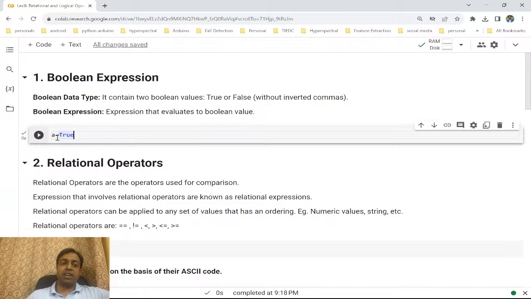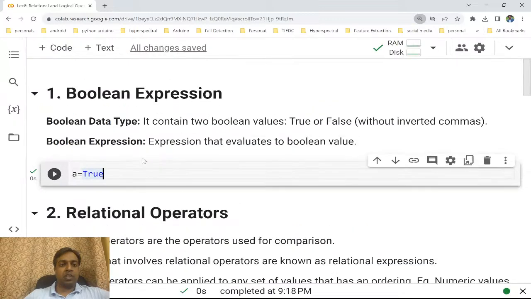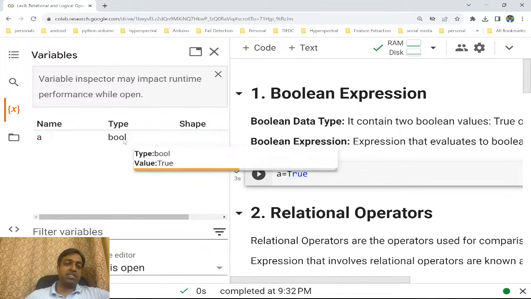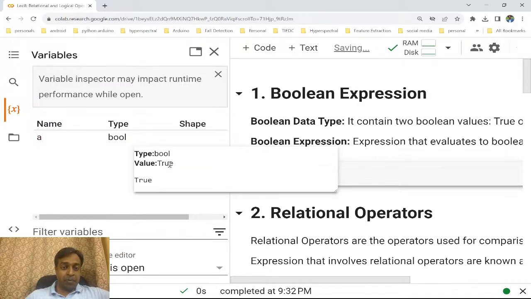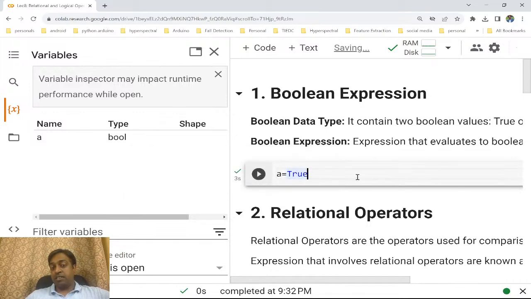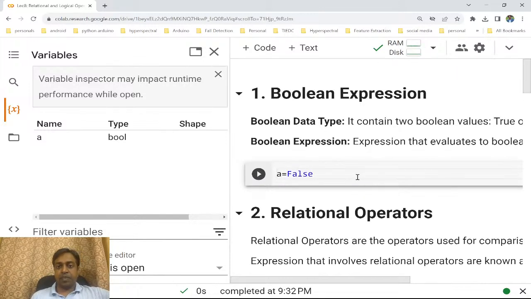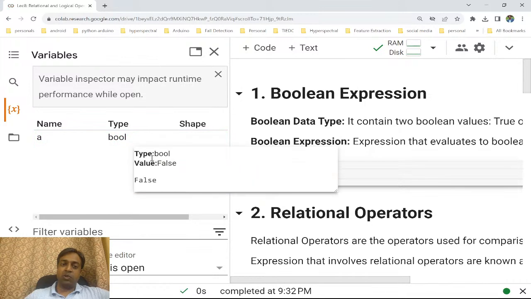For example, if I write a equals True and execute this, and now check the variable inspector, you will see that the type of this a is bool, which stands for Boolean, and the value is true. It means that this a is of Boolean data type. If I write a equals False instead, then again a is Boolean and the value is false.